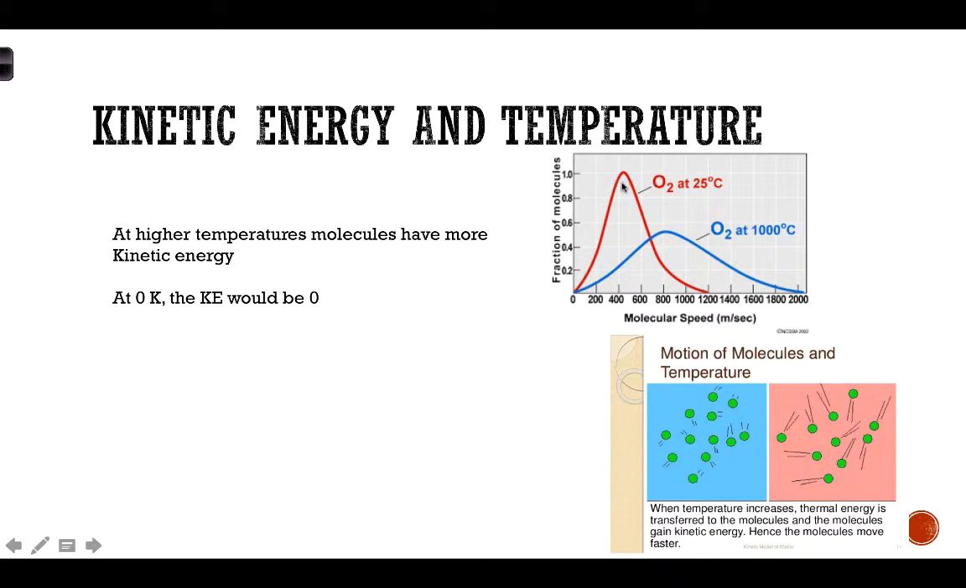But remember, temperature only affects kinetic energy. That's the only factor that will impact kinetic energy. So at 0 Kelvin, the kinetic energy would be 0, and that's called absolute zero, which we still have not actually reached yet, but technically at that temperature, kinetic energy would be 0. Now if you have a particle diagram, if you have a higher temperature, you should have more kinetic energy, and you can show that by having the lines at a greater magnitude.